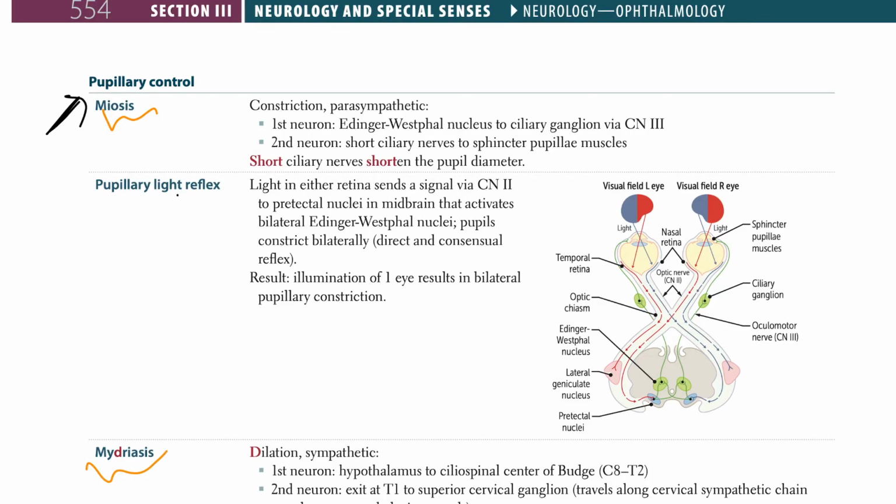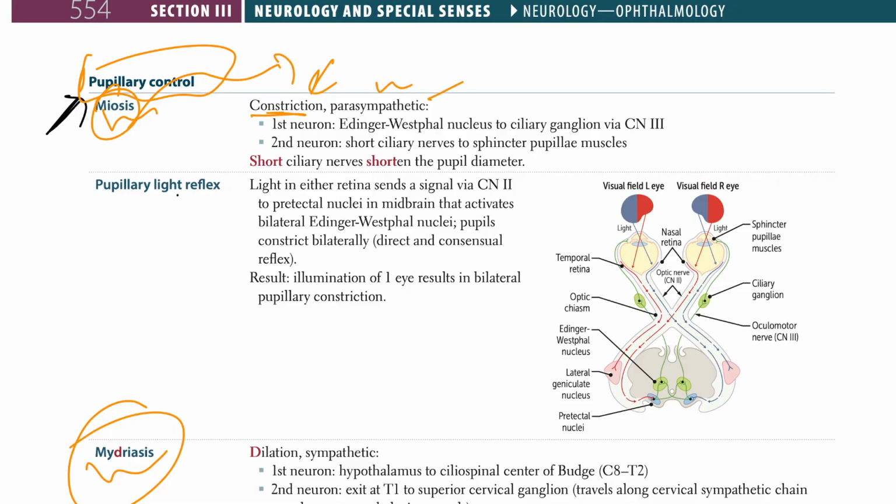Okay, let's start with pupillary control. We have a couple of things here, miosis and mydriasis. Let's talk about the first one, miosis. Miosis is the constriction. It is done through parasympathetic, through M3 receptors on which the acetylcholine is going to work.